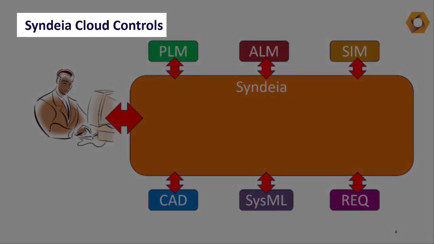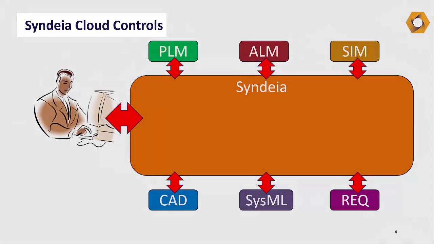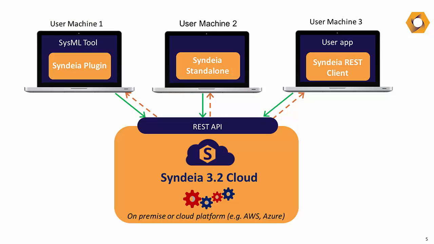Syndeia also has internal controls. Syndeia itself has two parts, one or more clients on the user's local machines, and Syndeia Cloud. The local clients may be SysML tool plugins, standalone clients, or in the near future a web browser, and they communicate with Syndeia Cloud through its REST API.